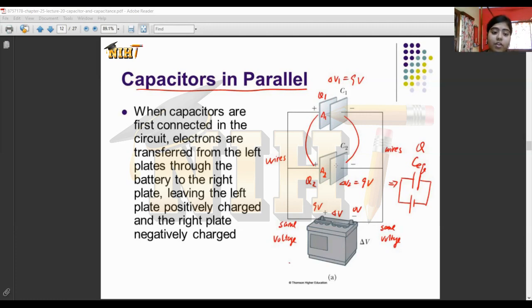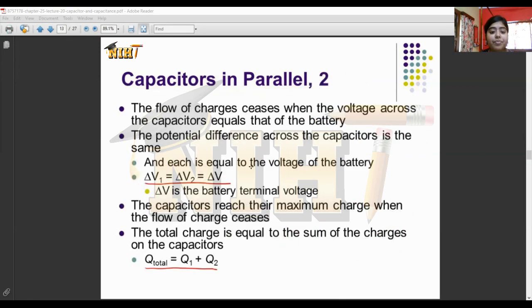Now we will calculate the equivalent capacitance. If we replace this arrangement by an equivalent capacitance, then what will we have?